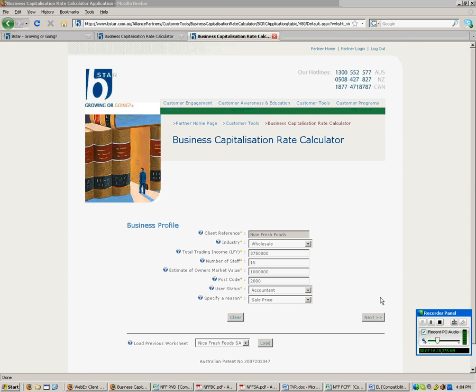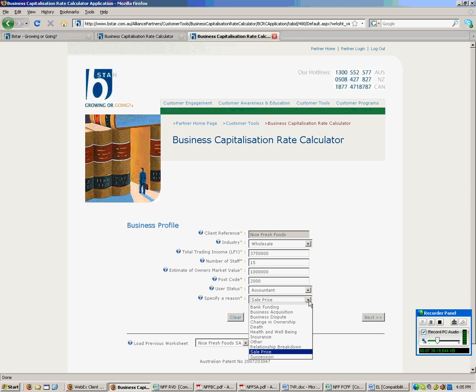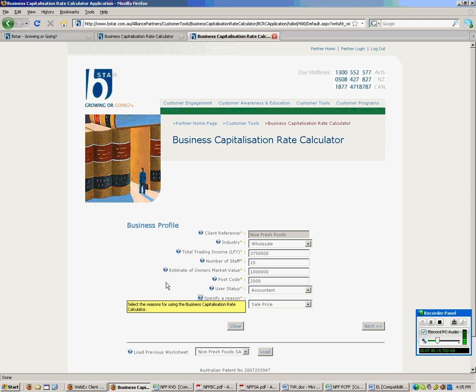The first data entry page is the business profile page. It contains some general information about the client's business, starting with the industry in which the business operates, the last year's trading income, the number of full-time equivalent staff, what the client thinks their business is worth, and the reason or purpose for the valuation. Help buttons exist at all data entry points, ensuring alliance partners enter the correct data.